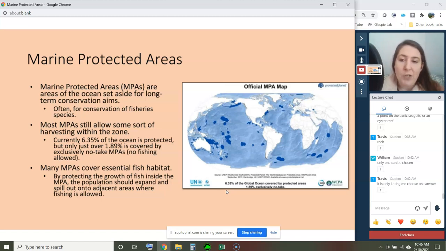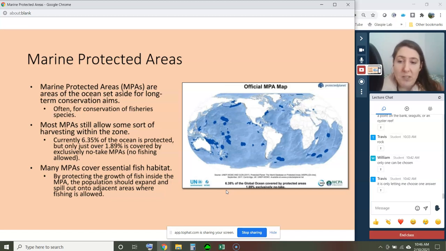They're areas in the ocean that are set aside for long-term conservation goals. Often those conservation goals are for conservation of fisheries species. Most MPAs still allow some sort of harvesting, some sort of fishing or material harvesting within the zone.